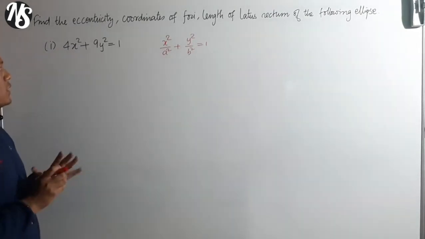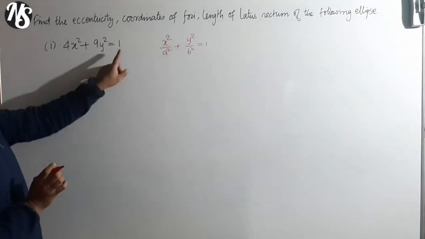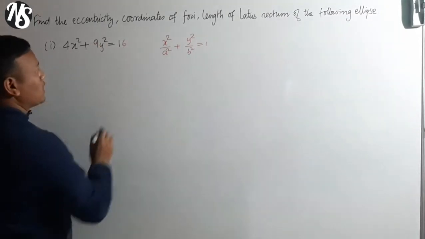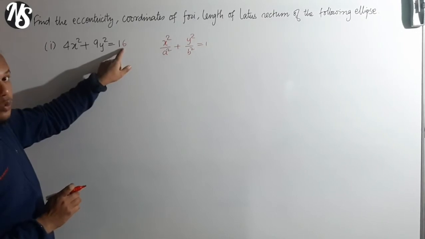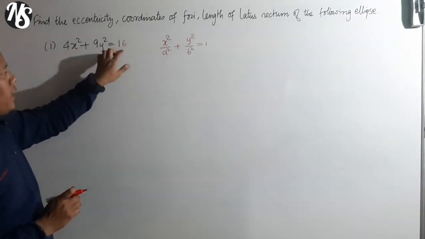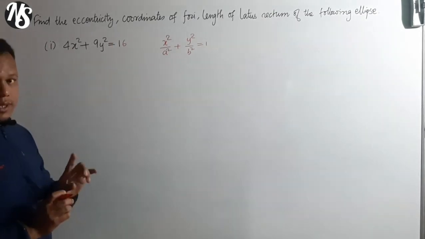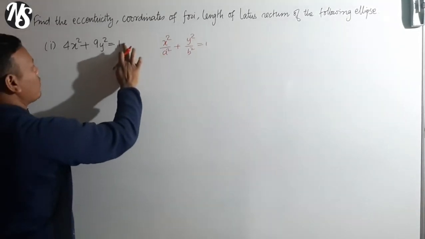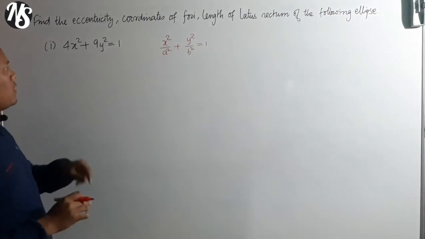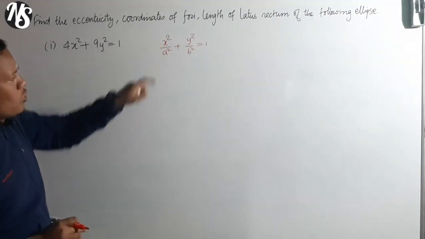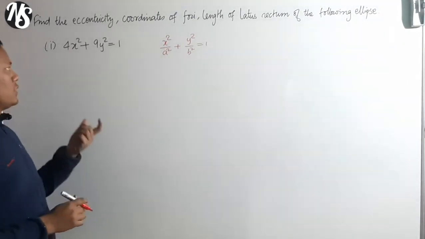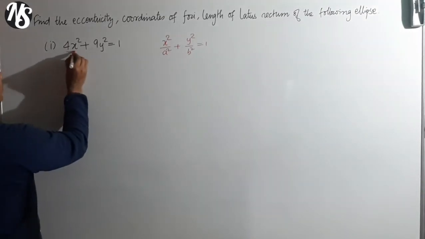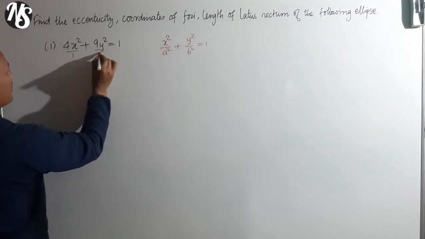Now sometimes here you won't be given 1. For example, if 16 is given out here, then in order to make it 1, you have to divide both sides by 16. That's how you do it. But since it is not given, it's fine for me. It's 1 here, but here we should have a denominator, isn't it? So let's create a denominator: something by 1, this by 1.